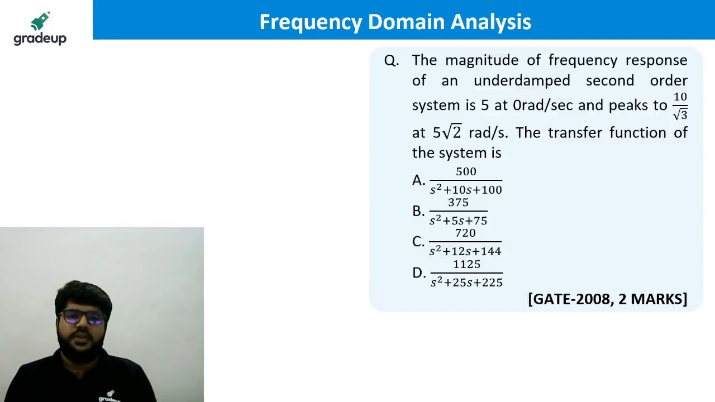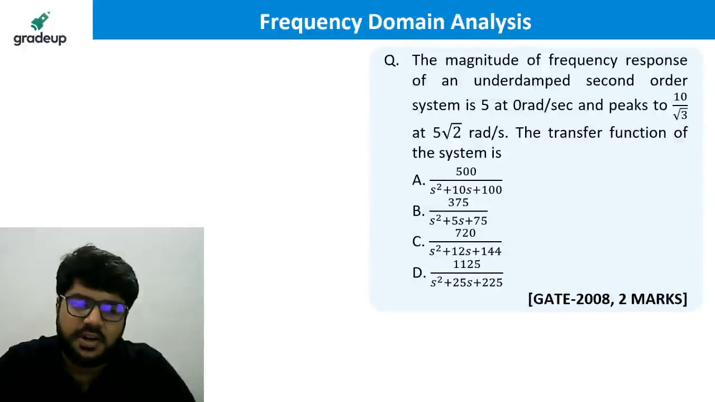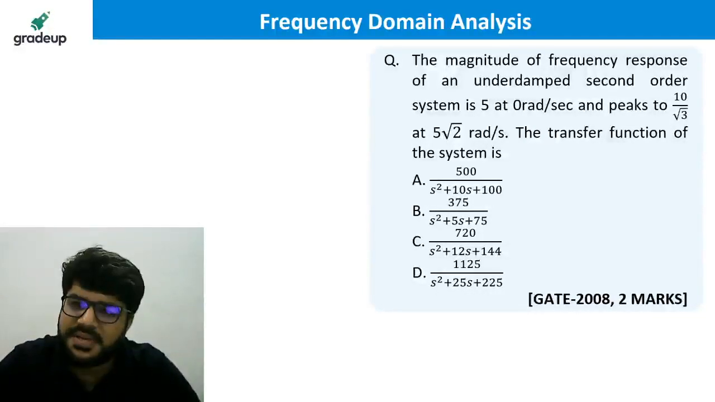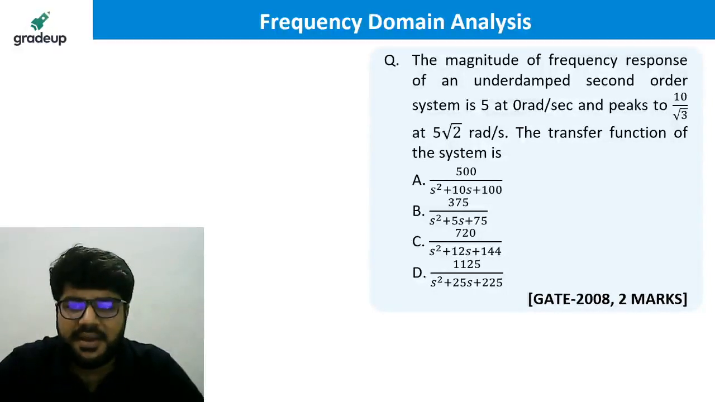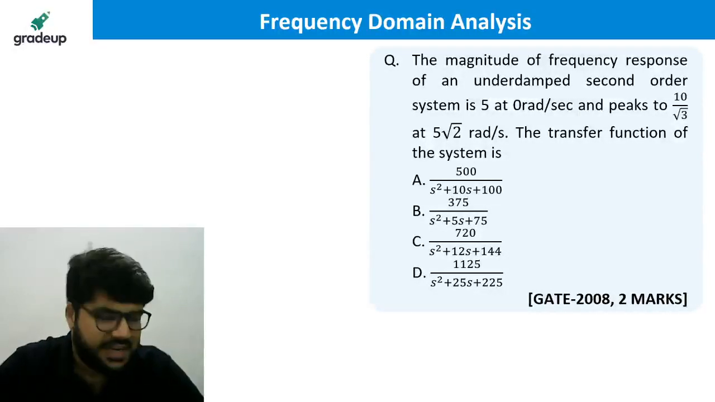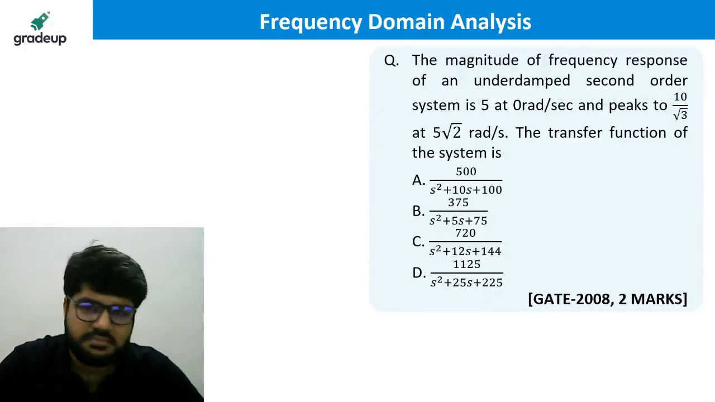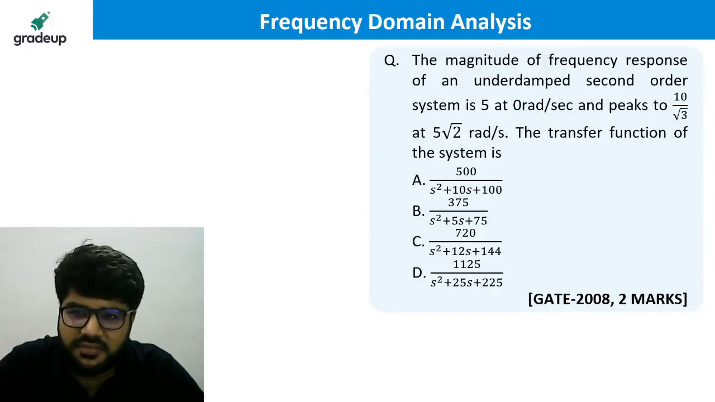The magnitude of frequency response of an underdamped second order system is 5 at 0 radian per second and peaks to 10 by root 3 at 5 root 2 radian per second. What is the transfer function of the system?